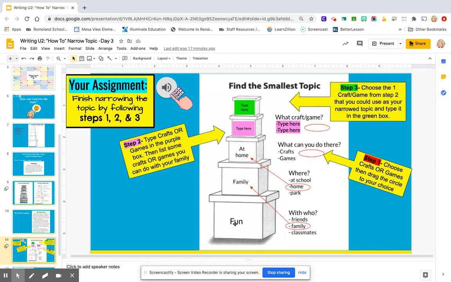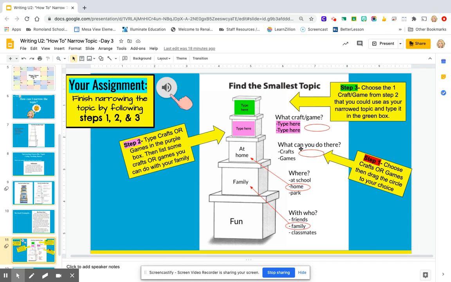All right, and now I know I'm going to talk about having fun with the family, but where? Where do I want to be with my family? Would I be at school, probably not with my family, but maybe at home, at the park. And I chose, well, since right now most of us are at home with our family a lot, maybe I could teach someone how to have fun at home with their family. So I chose home, and that's going to be right here.